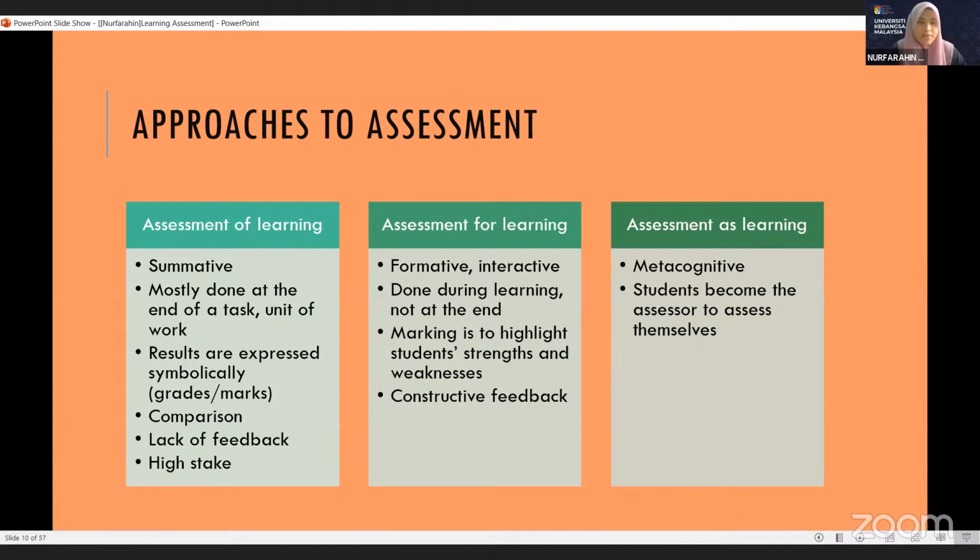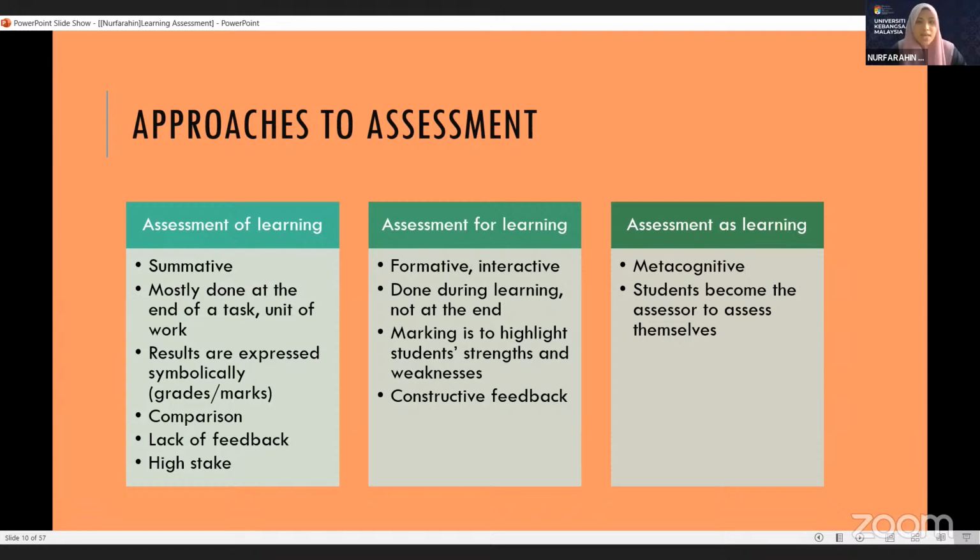And the marking or the results of assessment for learning are not meant to compare one student's grade with another student's grade, but to highlight that specific student's strengths and weaknesses. Most importantly, the good part of assessment for learning is that it provides constructive feedback, meaning that the students are being graded, however, the teachers will go back to the students and tell him or her which part they should improve on, and how they should improve on that specific part of the topic.